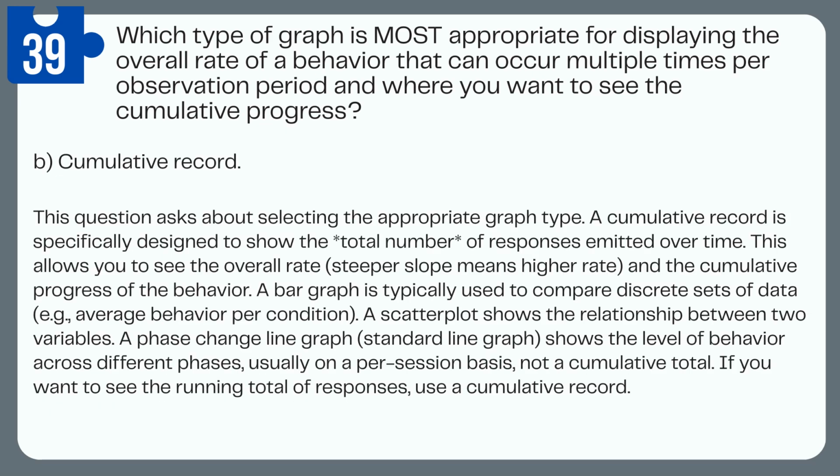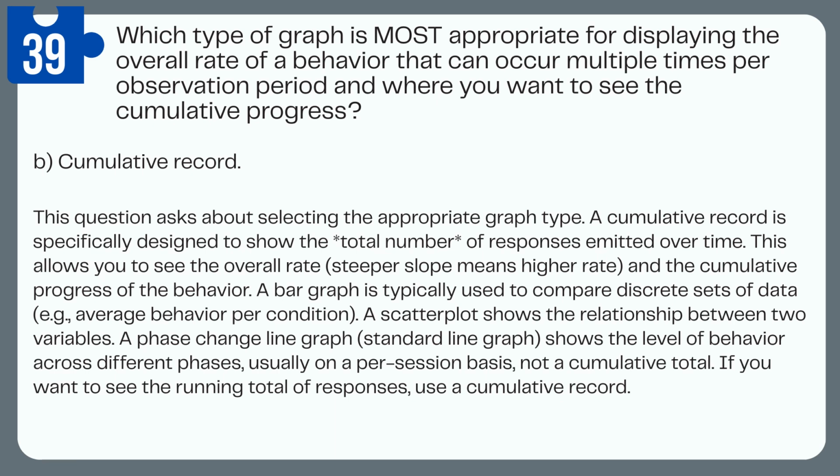Answer: B. Cumulative record. This question asks about selecting the appropriate graph type. A cumulative record is specifically designed to show the total number of responses emitted over time. This allows you to see the overall rate. Steeper slope means higher rate, and the cumulative progress of the behavior.